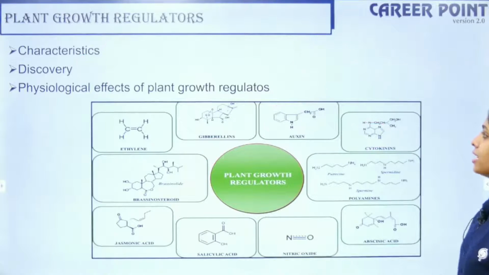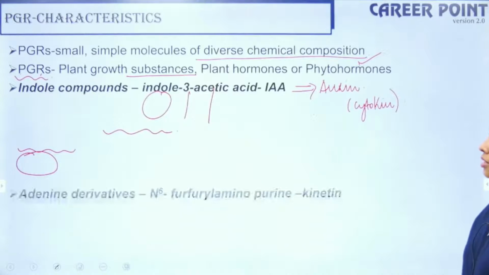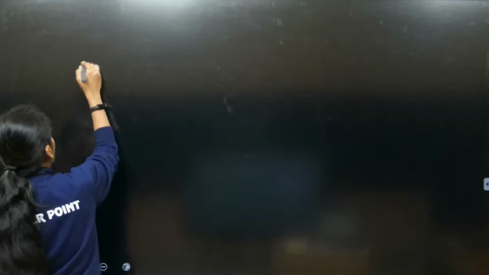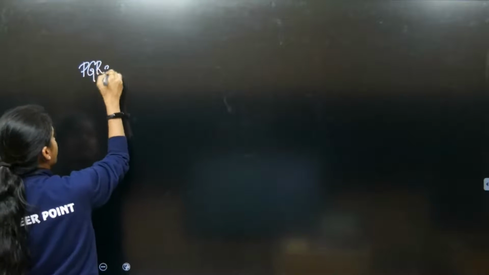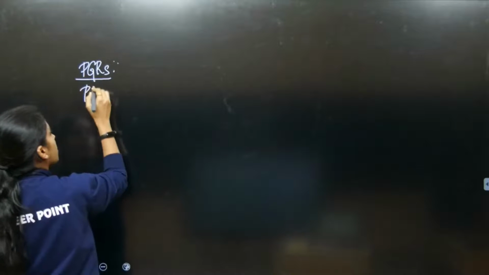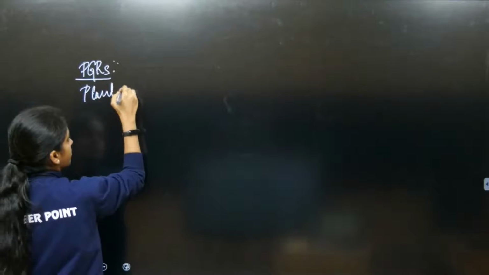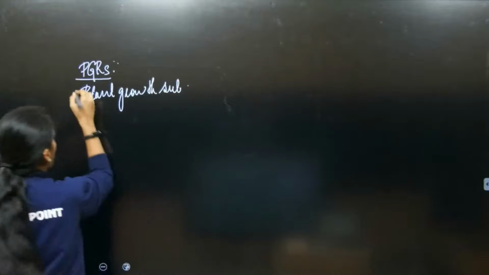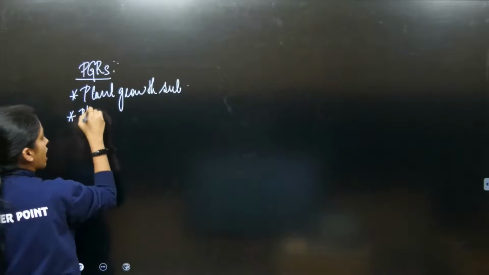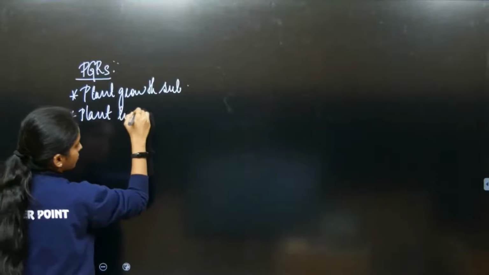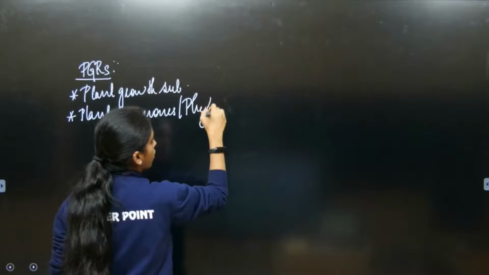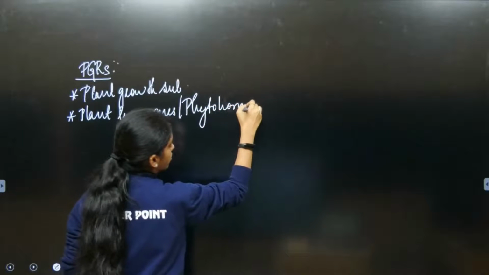Okay, so please explain again on the blackboard. Okay. I am talking about plant growth regulators. They are also known as plant growth substances, or they are also known as plant hormones, or phytohormones.